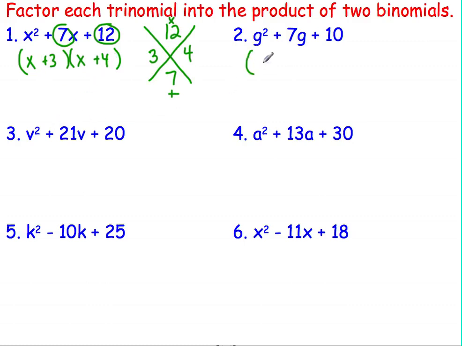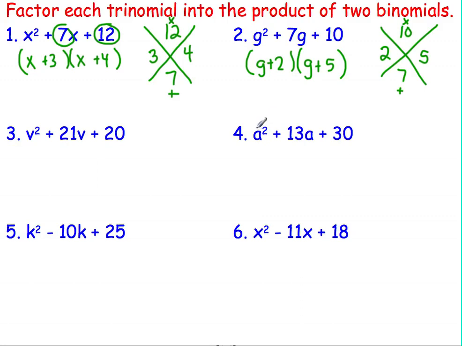Let's try this next one. It's going to be G here and a G here, and we're going to use the X method. Remember, we put the 10 on the end, and we put the 7 at the bottom. They need to multiply to 10 and add to 7. So I think, well, 1 and 10, that doesn't work. But 2 and 5, 2 times 5 does give me 10, and 2 plus 5 gives me 7. So I say G plus 2, G plus 5. Let's keep going with this X method.